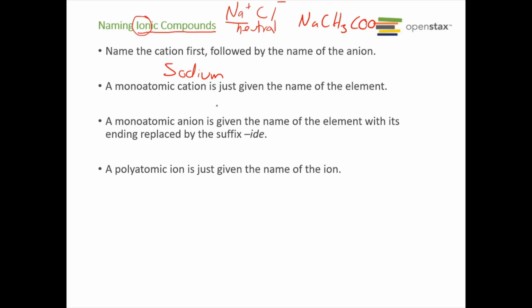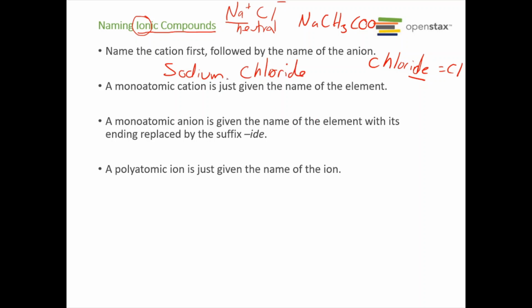Next thing we want to do is name the anion that comes after. Now, if you look at your periodic tables, Cl is chlorine, right? Chlorine is Cl. However, we're not going to call this sodium chlorine. Because this is an anion here, we're going to replace this suffix with a D instead of an N. So they should end in an "ide" ending. So that's where we get sodium chloride from.